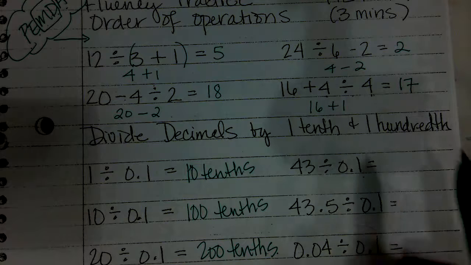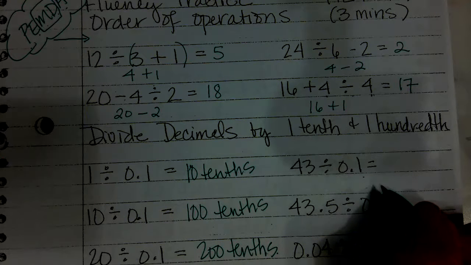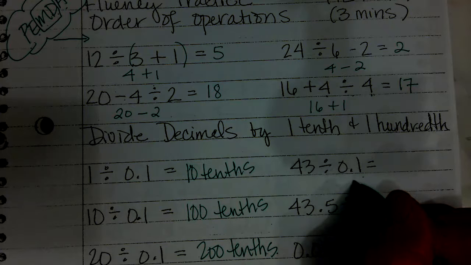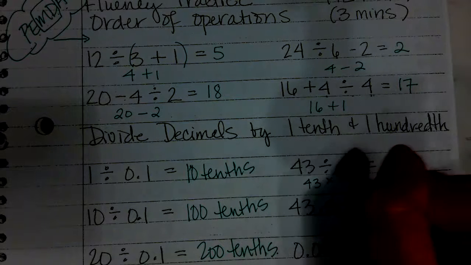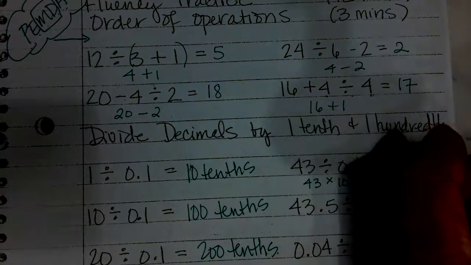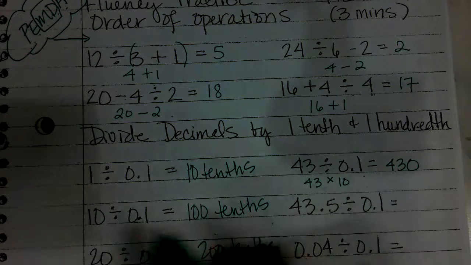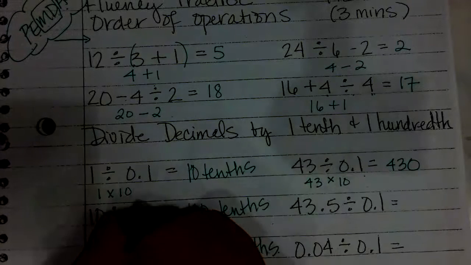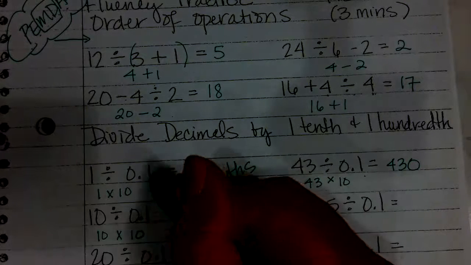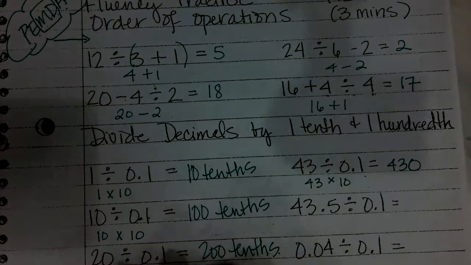Now remember, the secret here is it's really like multiplying by 10. So 43 times 10 is 430. Remember, when you're dividing, it's really like multiplying by 10 because it's tenths, because you have to multiply by the reciprocal, right?